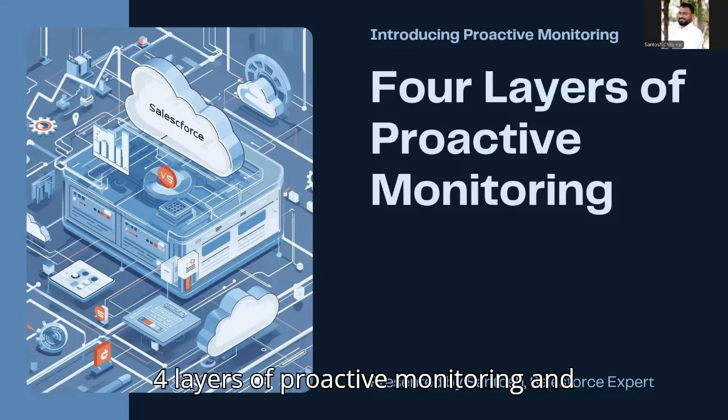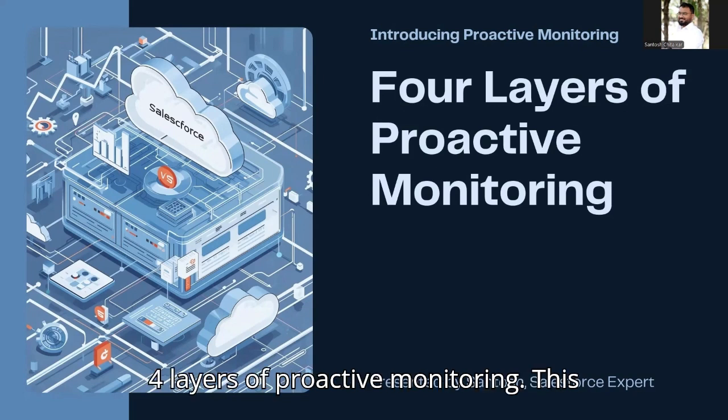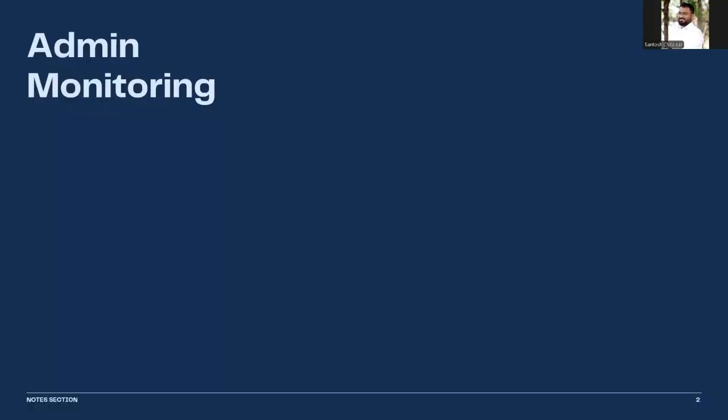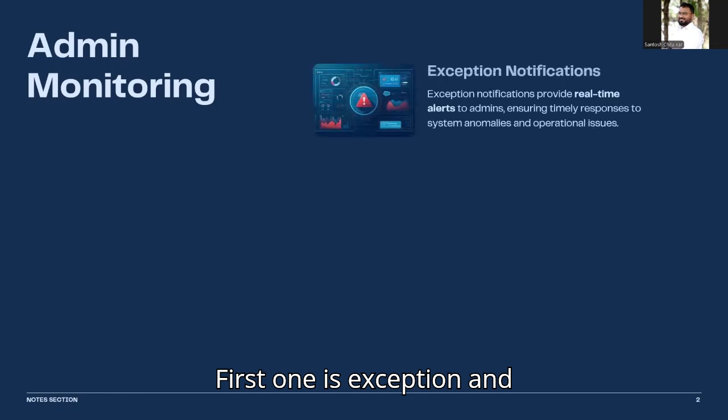Four layers of proactive monitoring and prevention. Please note that this is not a standard that we have four layers of proactive monitoring. This is something I have categorized for simplicity. First one is admin monitoring. There are three ways of monitoring this. First one is exception and error notification, debug logs, and monitor async health.